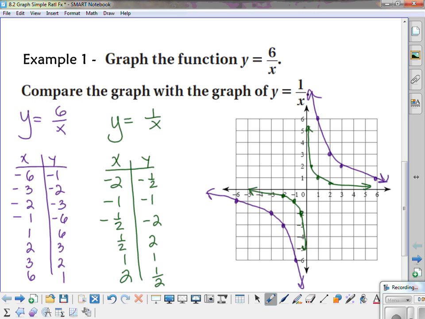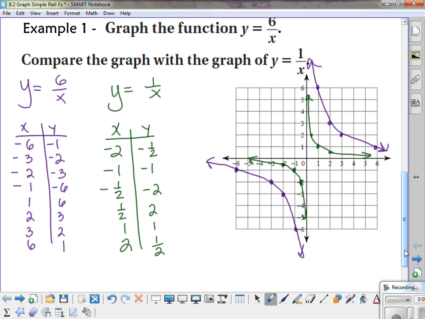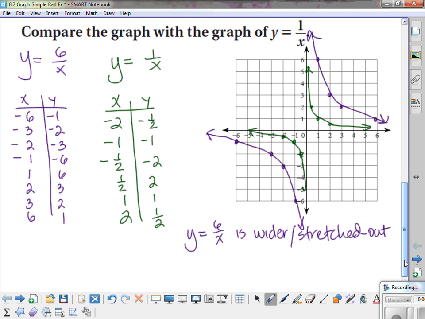Okay. So if I compare those two graphs, how does the purple graph compare to the green graph? It's wider, or kind of stretched out, right? And then you could also say that it is further from the origin. That's all kind of saying the same thing. So as the number on top gets larger, it's going to kind of move away from the origin.